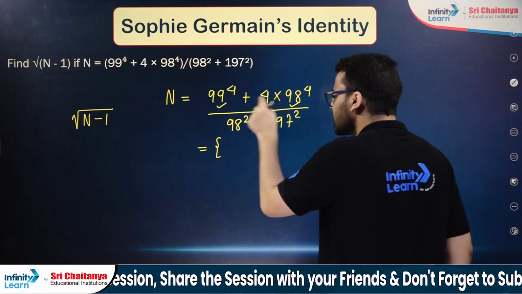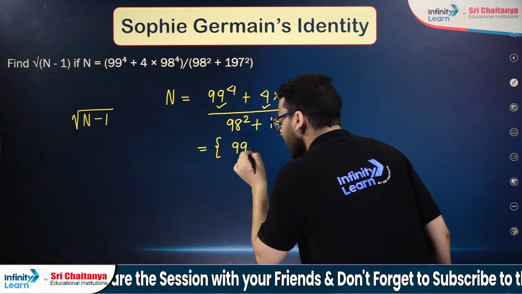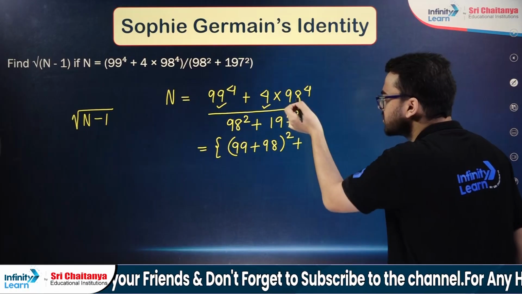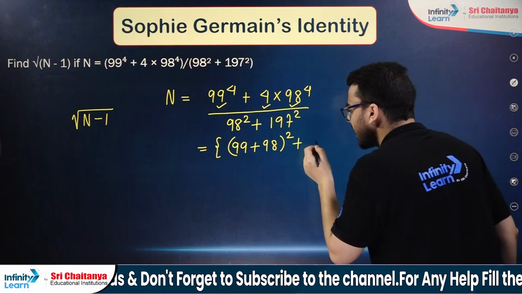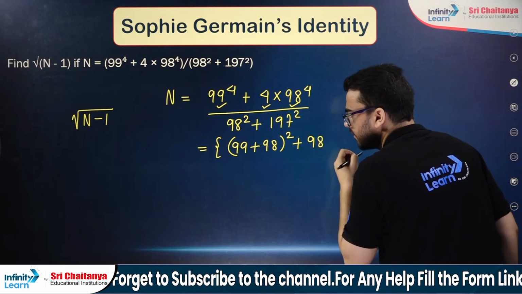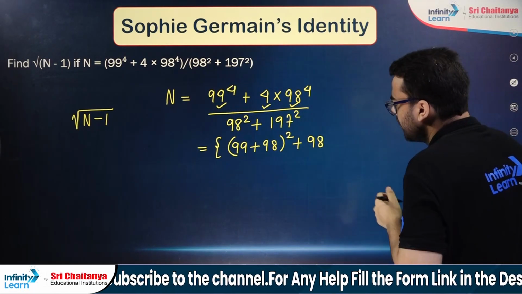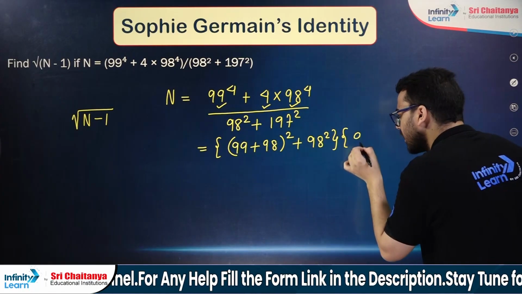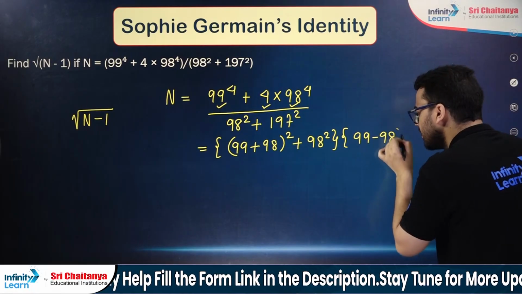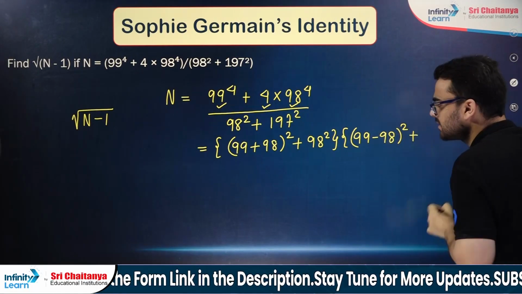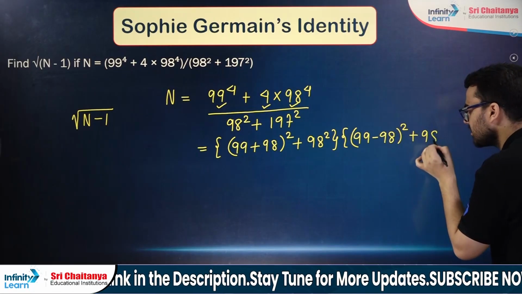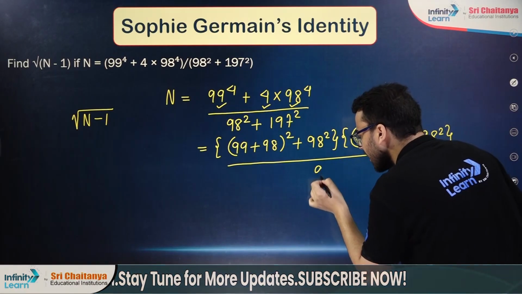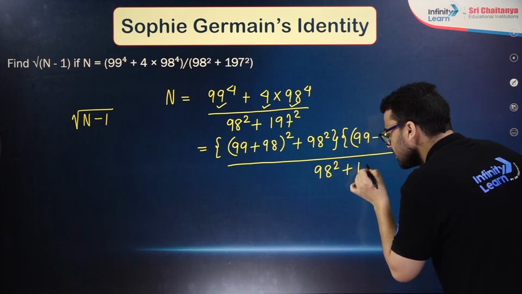That's a direct question. So what is that, guys? It is basically (x plus y) the whole square plus y square. y square is what over here, guys? 98 square, right? And then in the other bracket, it will be (x minus y) the whole square, and then plus y square once again, that is 98 square. And then in the denominator, you have been given this 98 square plus 197 square.